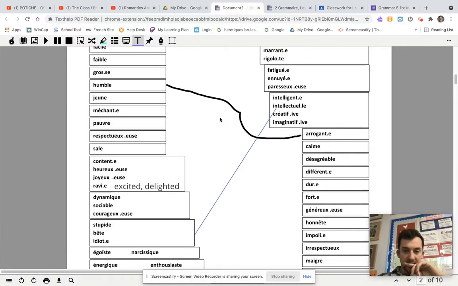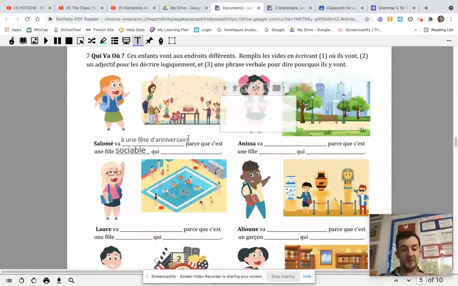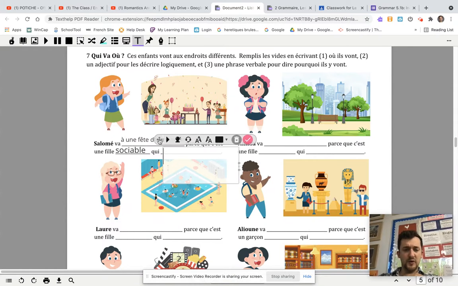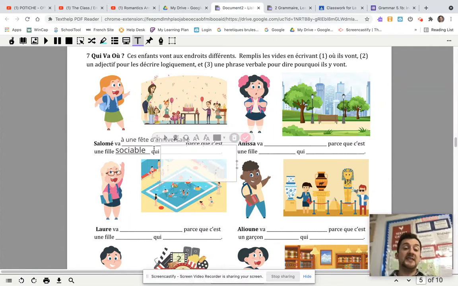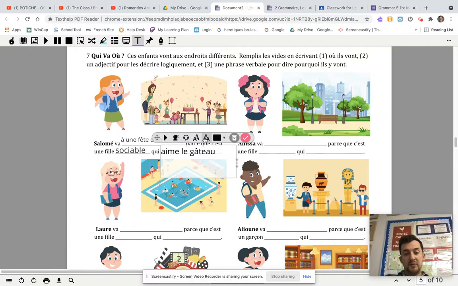Let's see. Well, it's going to take me forever to look through that. Anyways, I'm going to use sociable. I can't remember what adjectives you know off the top of my head. Qui, and then we're just going to describe her in one more phrase. So she's a sociable girl who, and we're going to finish up the rest of that sentence, who aime le gâteau, who likes cake. That's an example of what you could say.